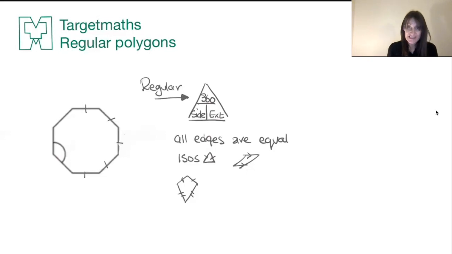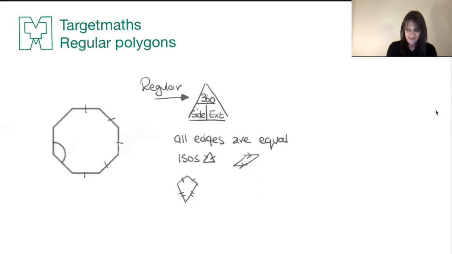Let's take a look at this. I think that's the easiest thing to do. That's a lot of information, so I'll just do a very quick summary. The word regular will trigger this triangle, which is helping you out with angles. The fact that all the edges are equal can lead to other shapes being created that have equal properties within them, like isosceles triangles and kites and things like that.